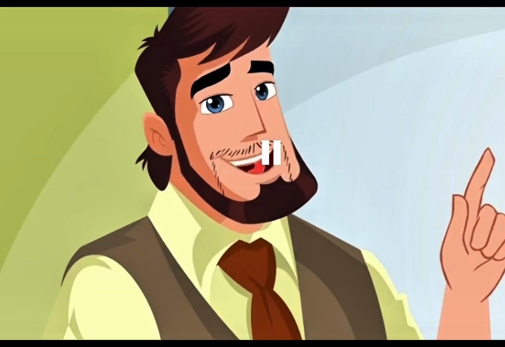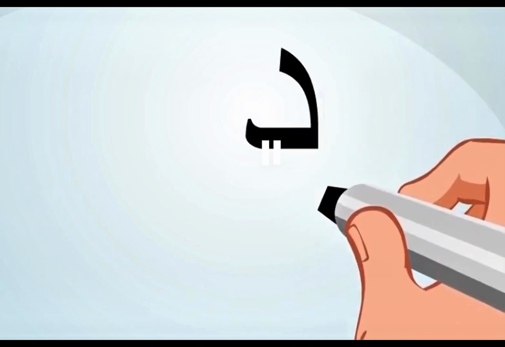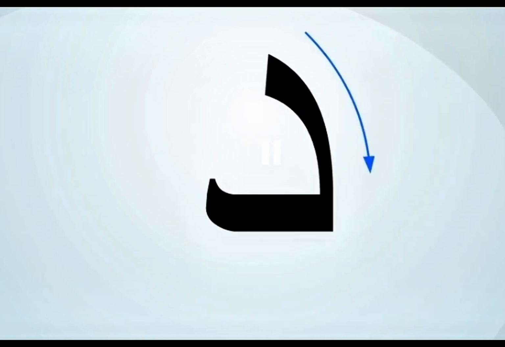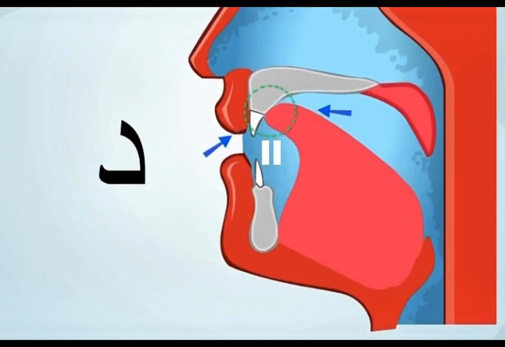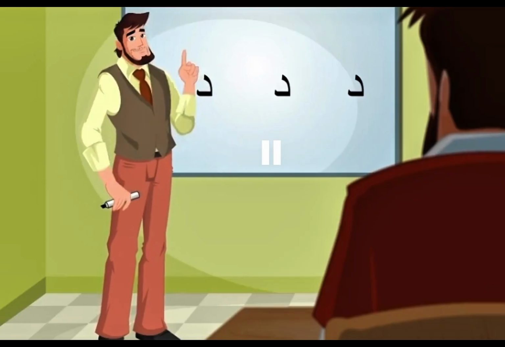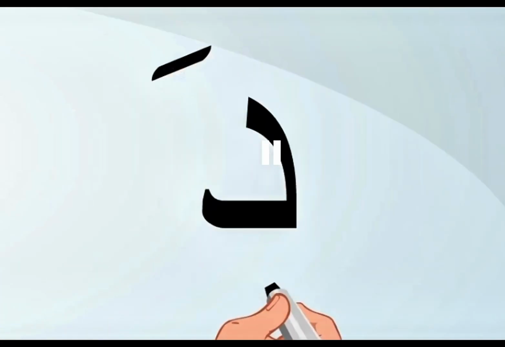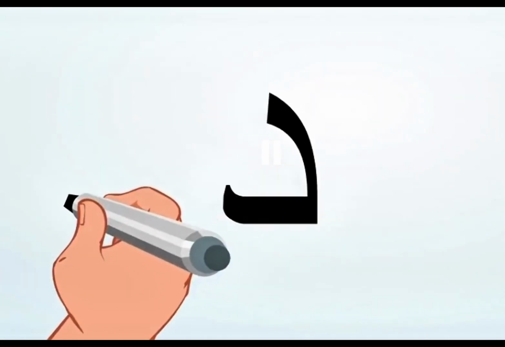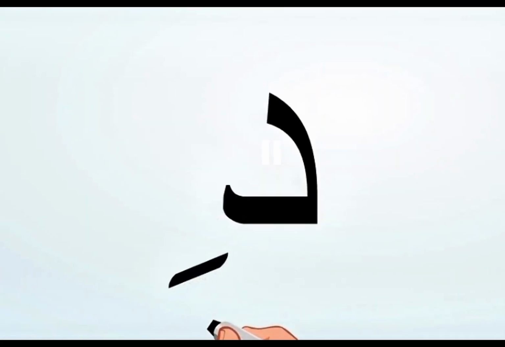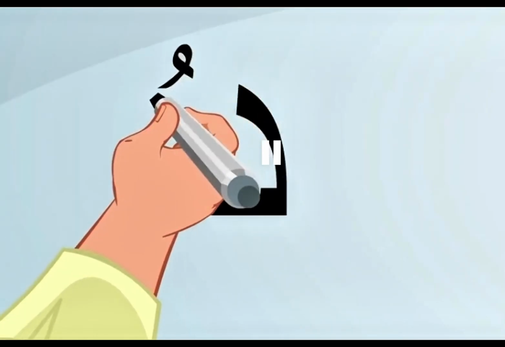Let's see the next letter. دال. This is how we write it. How to pronounce the letters with short vowels: فتح, كسر, and ضم. دا, دي, دو.